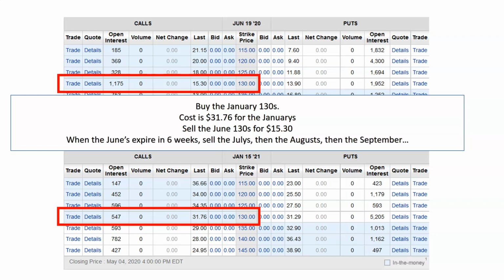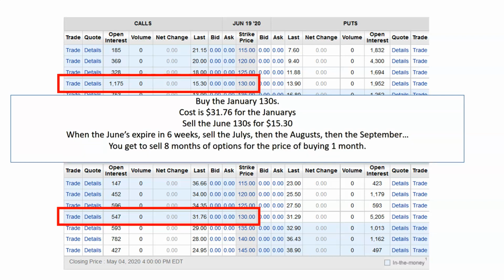But when those Junes expire in 6 weeks, if they expire at, say, $110, $120, $130, they have no value, right? But that January still has some value left. We could turn around in June when these things expire and then sell the Julys, and then the Augusts, and then the September, and we can keep going like that. So ultimately, at the end of the day, we get to sell 8 months worth of options for the price of buying 1 month of options. That's a pretty good deal, right?